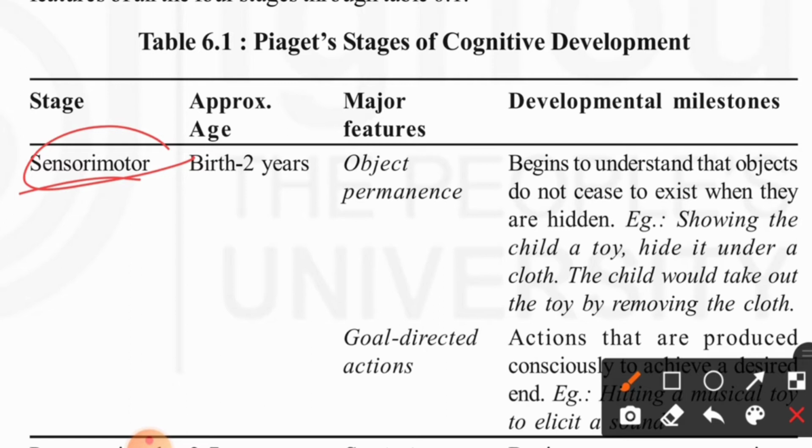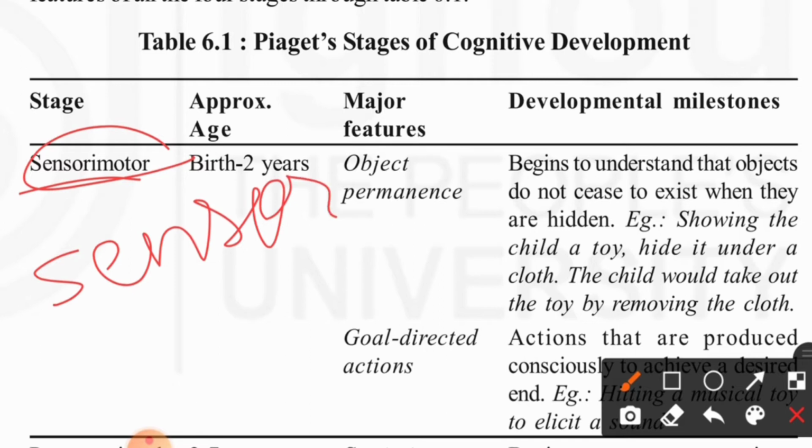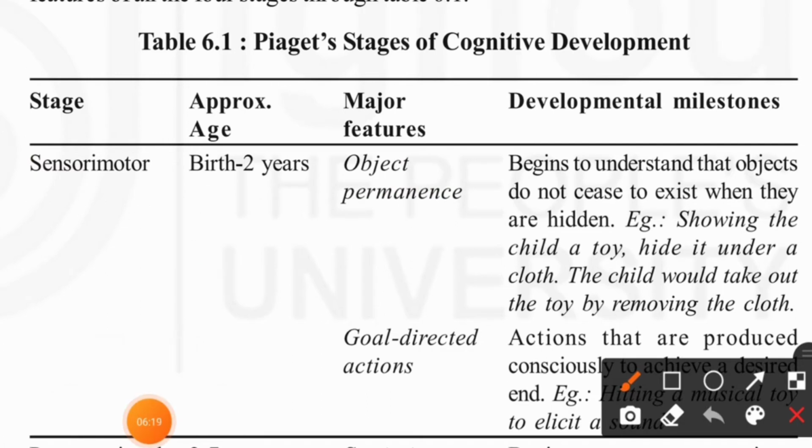This term is derived from the word sensory. If I look at the general meaning of the term sensory, it means connected with physical sense. Now here an approximate age is given, at what age this development takes place. So this kind of development takes place at the age of around 2 years.